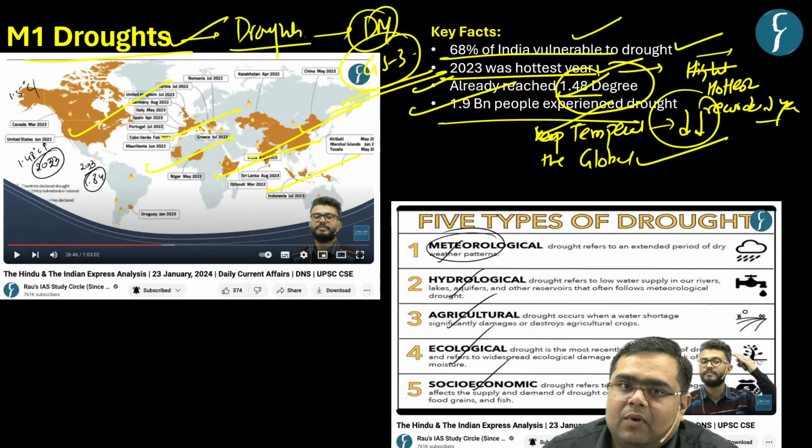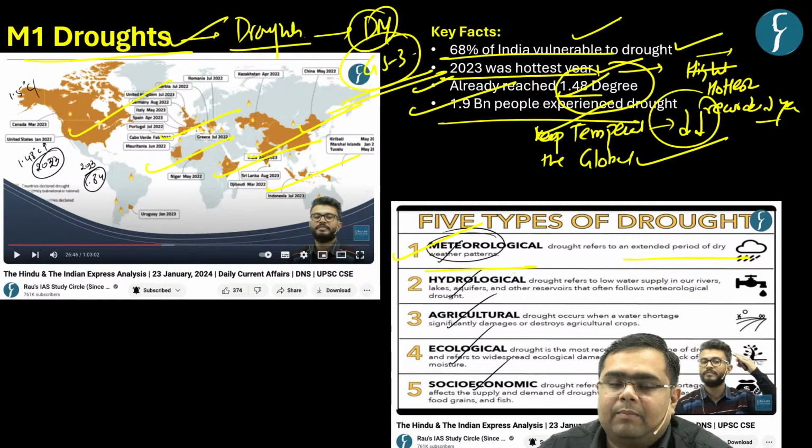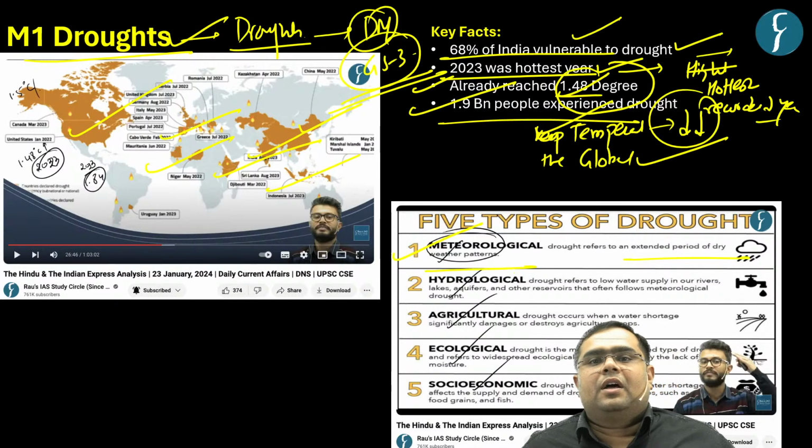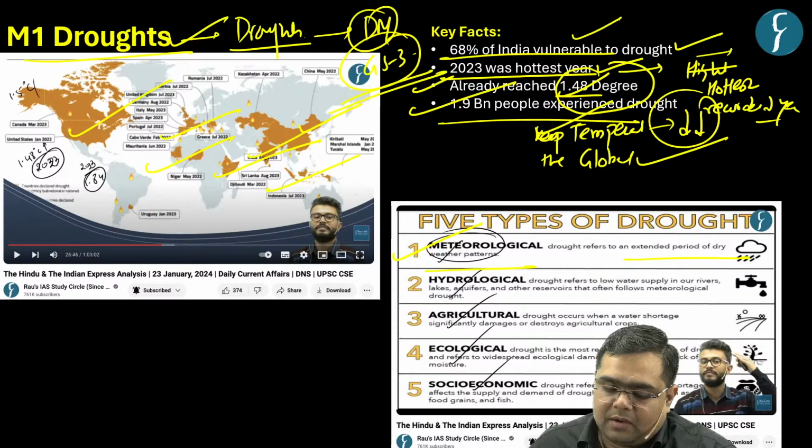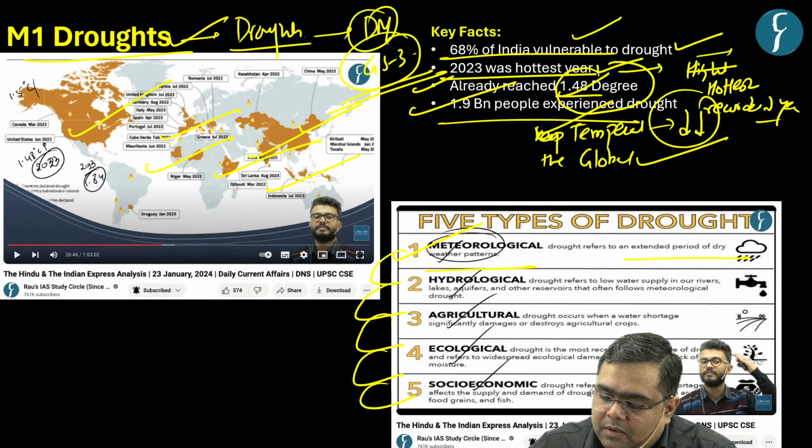We also discussed how droughts are classified and what the concepts associated with droughts are. So obviously, the first one is meteorological drought, that refers to an extended period of dry weather pattern, right? There are 5 kinds of droughts that are classified in the context of India, and all these kinds of droughts can be placed one after the other. So first one being meteorological.